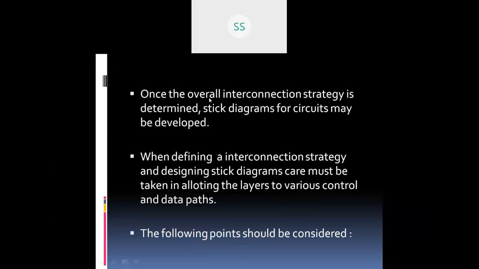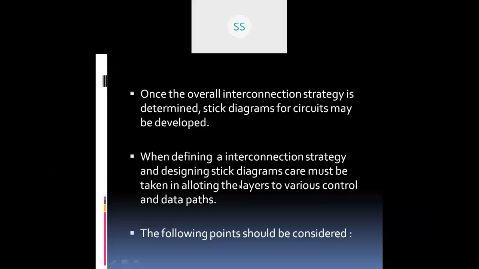Once the overall interconnection strategy is determined, the next step is to draw the stick diagrams of the entire circuits. How the data flow, the control lines and the block arrangement are all decided by the floor plan. After that, for the entire circuit, the stick diagrams can be developed. And also, while defining the interconnection strategy and designing the stick diagrams, certain care has to be taken with respect to all the layers as well as with respect to data paths and control paths.